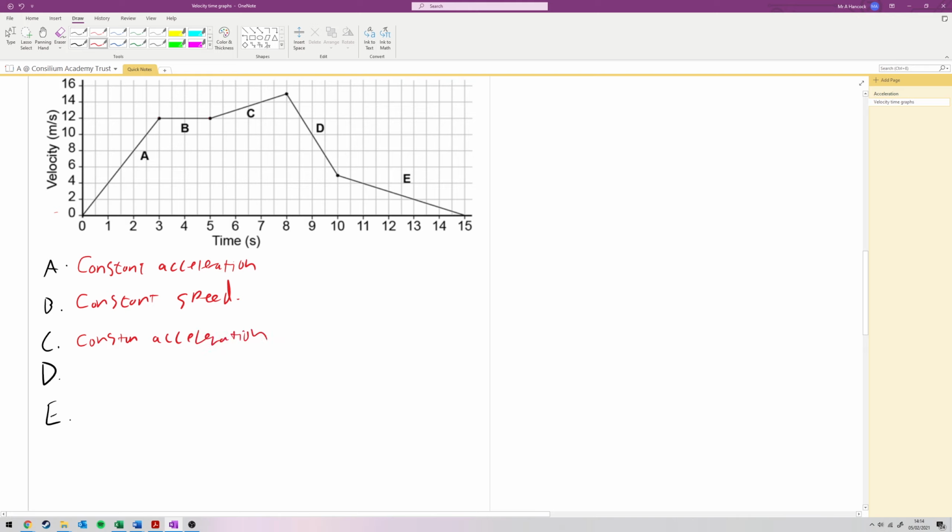D and E, they're slowing down. That is still an acceleration, but you've got two choices. You can call it a deceleration, or you can call it a negative acceleration. Okay. So D, for me, I'm going to call it a constant negative acceleration. And actually, E is the same as well.